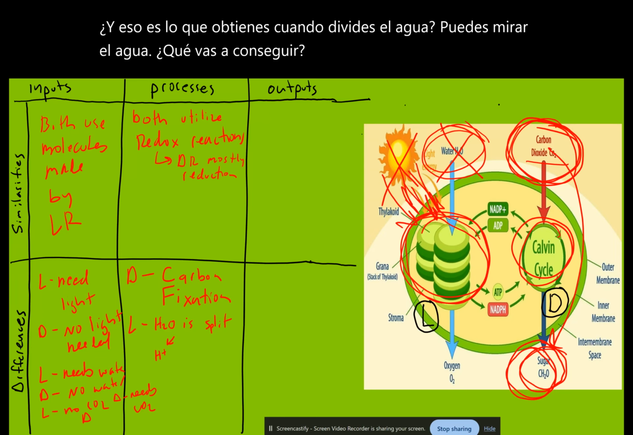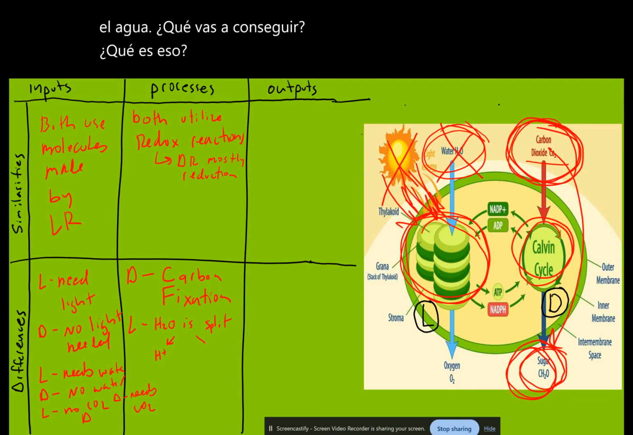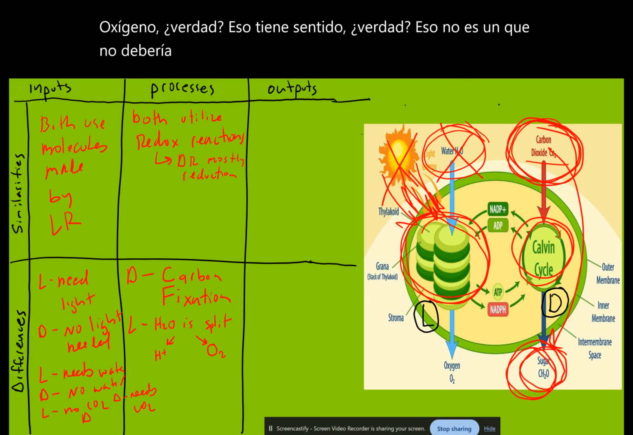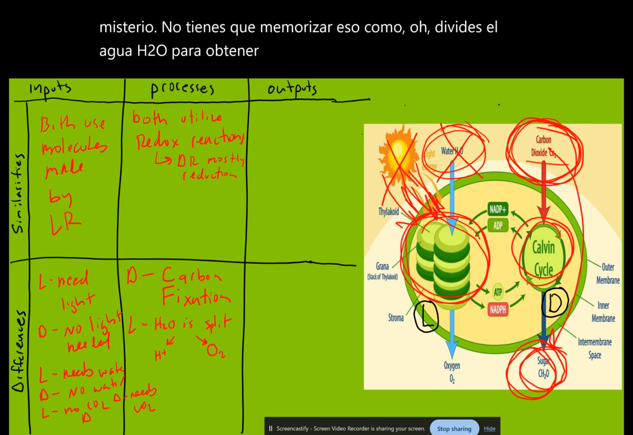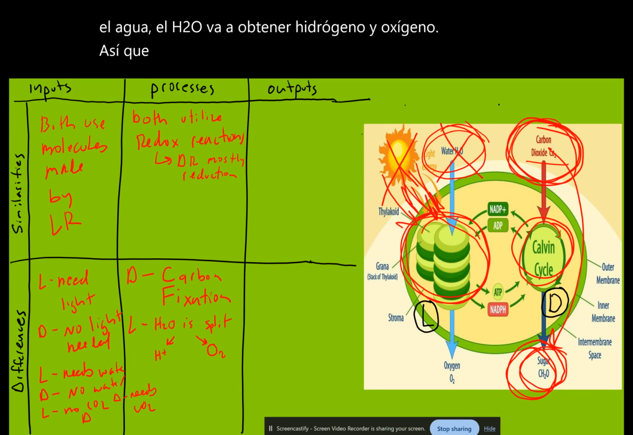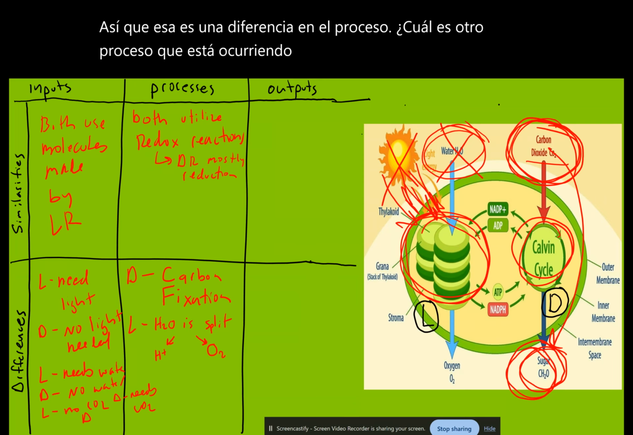What's that? Hydrogen and oxygen, right? That makes sense, right? That shouldn't be a mystery. You don't have to memorize that. Like, oh, you split up water, H2O, you're going to get hydrogen and oxygen. So that's a difference in the process. What's another process that's happening there in the light reaction that's not in the dark reaction?